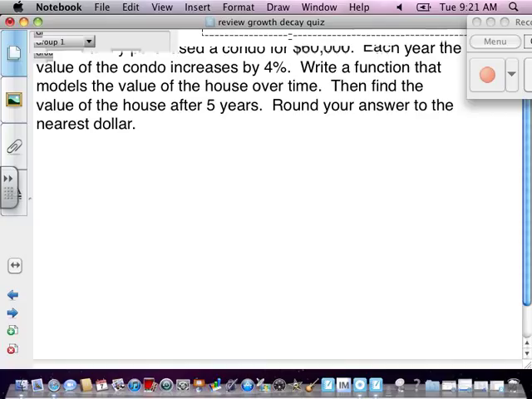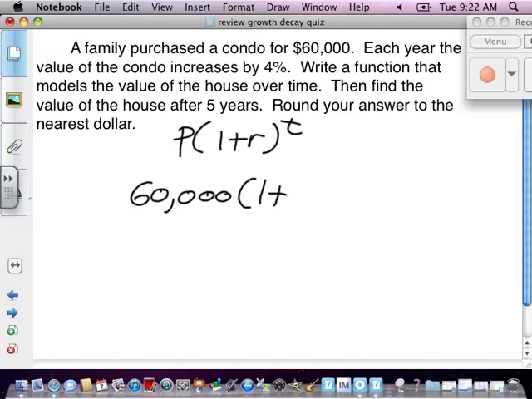So I know I've got P times 1 plus R to the T. So I start with my initial amount, times that by 1 plus, what's my rate? 0.04. Make sure you're not writing 40%. You've got to have that 0 in there. And we're going to do it over 5 years. Okay? So this is when you get out your calculator. Make sure you do what's in the parentheses first.